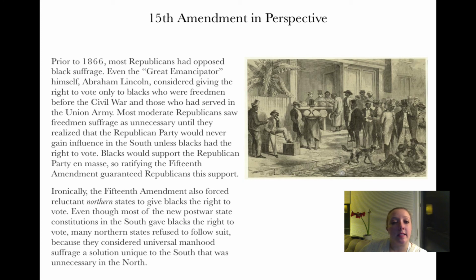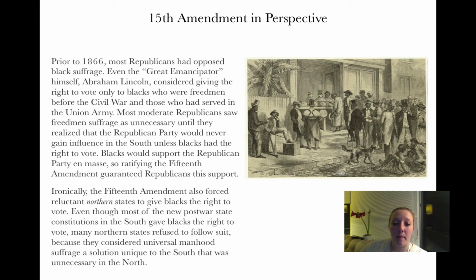Prior to 1866, most Republicans had opposed black suffrage. Even the great emancipator himself, Abraham Lincoln, considered giving the right to vote only to blacks who were freedmen before the Civil War, and those who had served in the Union Army. Most moderate Republicans saw freedmen's suffrage as unnecessary until they realized that the Republican Party would never gain influence in the South unless blacks had the right to vote. Blacks would support the Republican Party en masse, so ratifying the 15th Amendment guaranteed Republicans this support.